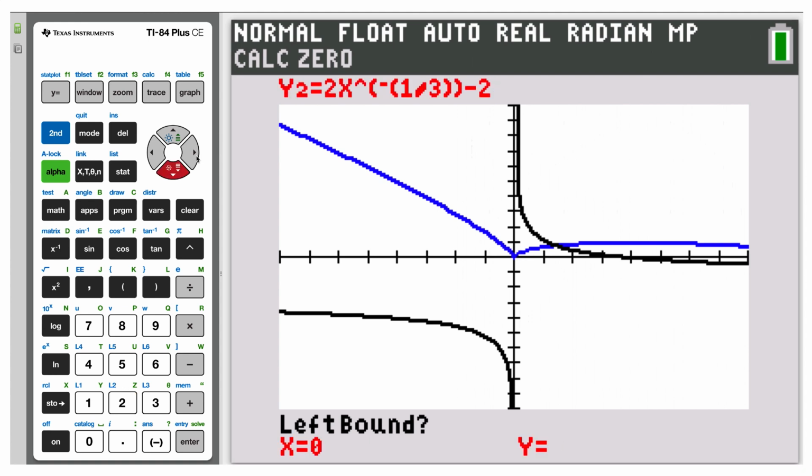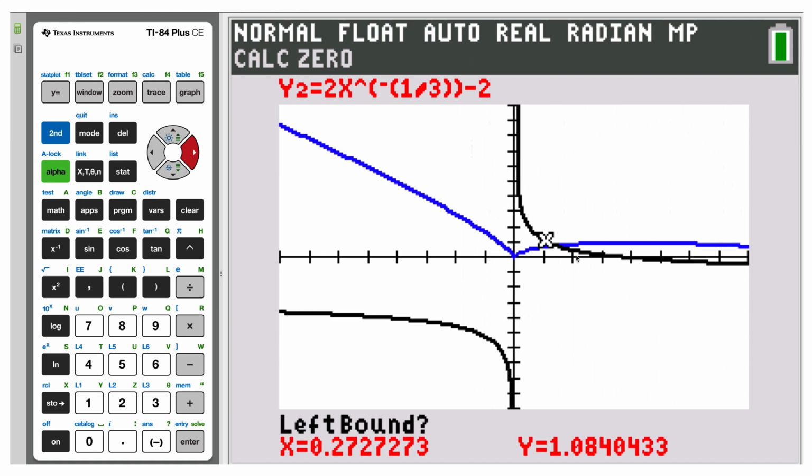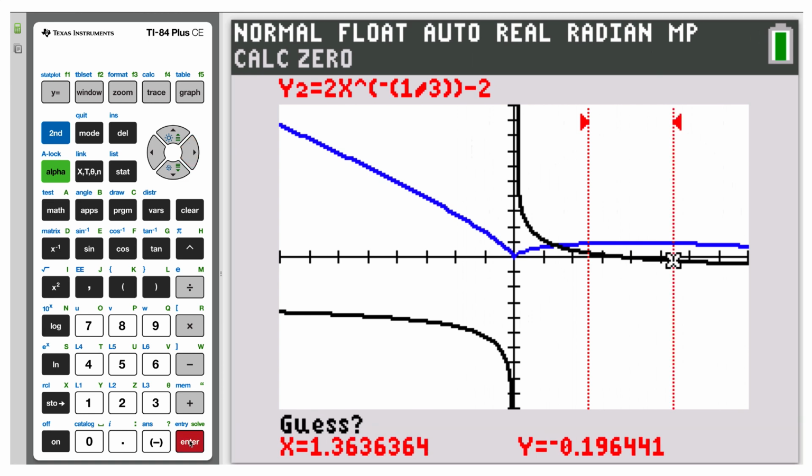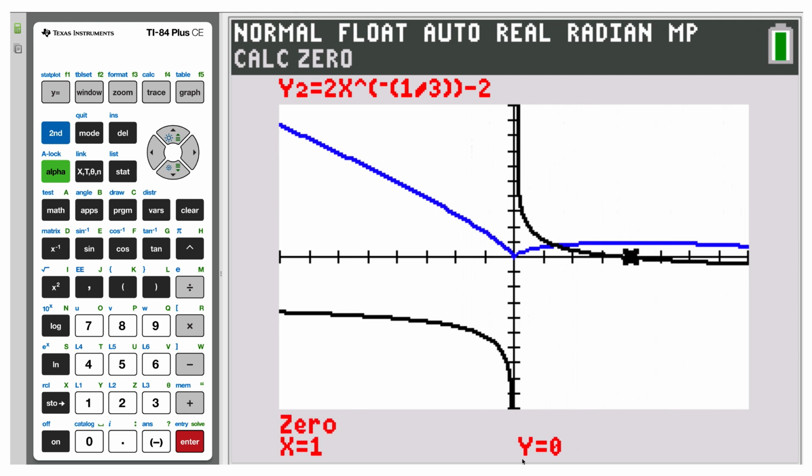I'm going to cursor over. You can click over, or you can just type in a number. I'll just click over to, that looks about good. I still have positive y's. I hit enter. Now I have to go past the 1. Now you notice I have negative y's. I hit enter, and my x-intercept is somewhere in between there. Just hit enter again, and there's my 0.